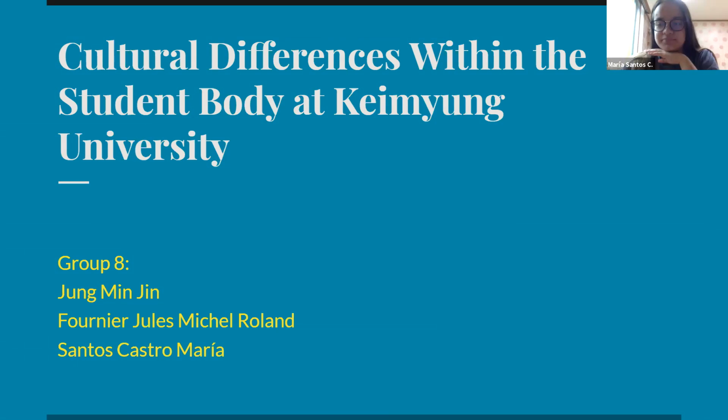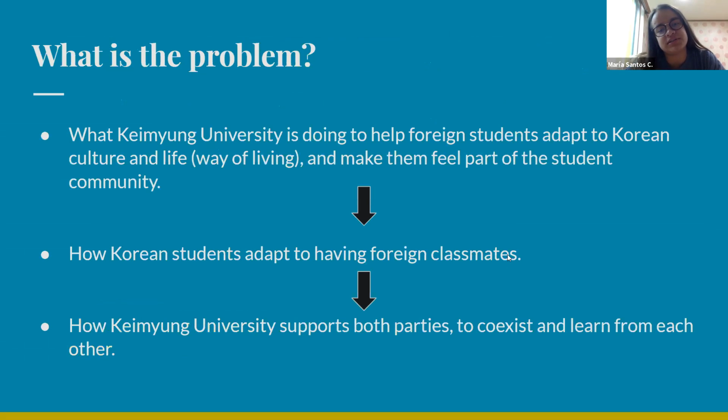Hi, I'm Maria, and we are from Group 8. We're going to talk about cultural differences within the student body at Keimyung University. The main problem here is what Keimyung University is doing to help foreign students adapt to the Korean culture and Korean way of living, and to make them feel part of the student body. But on the other hand, we also want to talk about how Korean students adapt to having foreign classmates. So we are going to talk about both points of view.